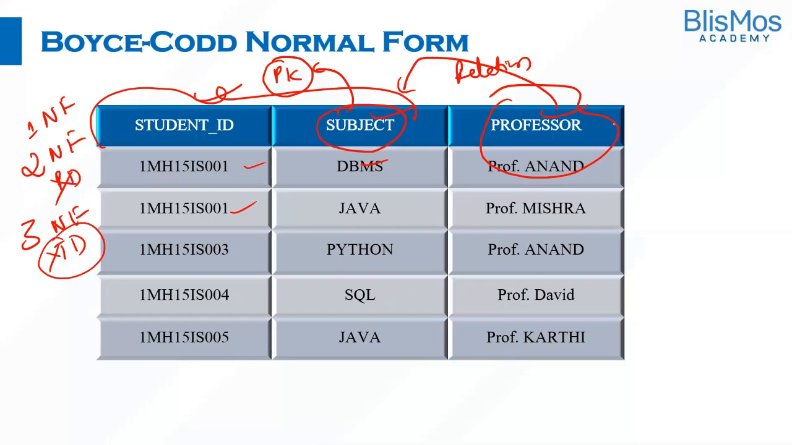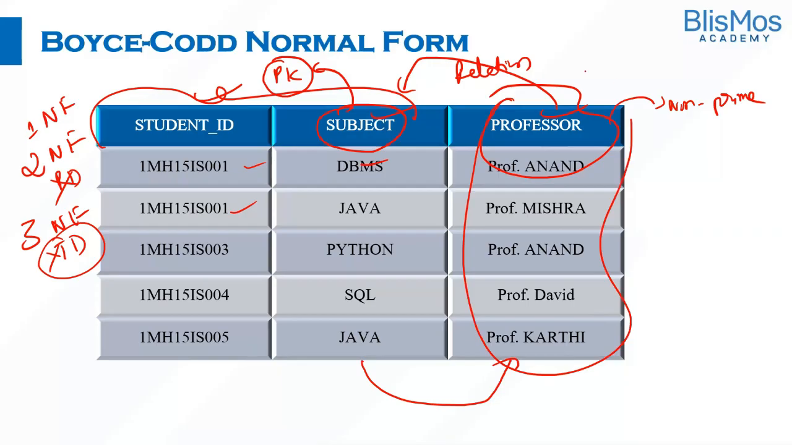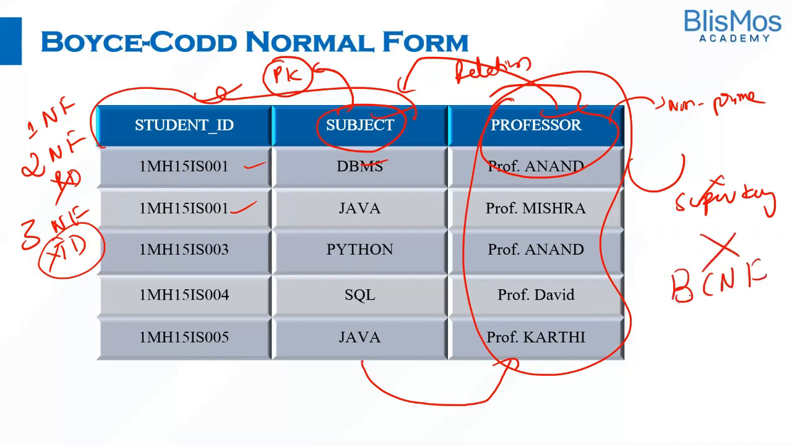And as we already know, professor is a non-prime attribute, right? Hence, we have a dependency here. Subject is in a way dependent on professor, but professor is not a super key. That is the reason this particular relation is not in BCNF.